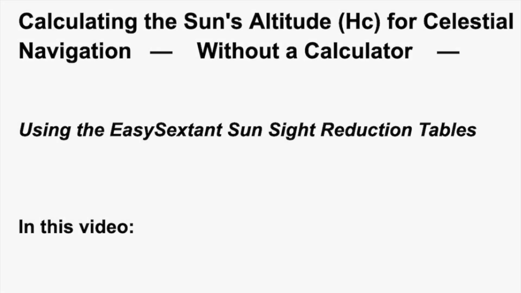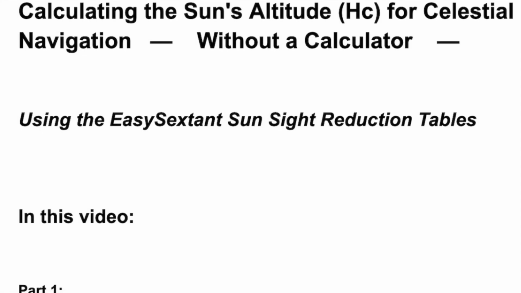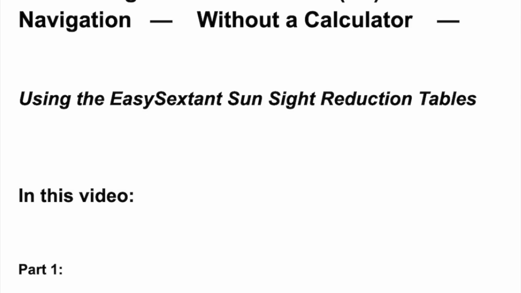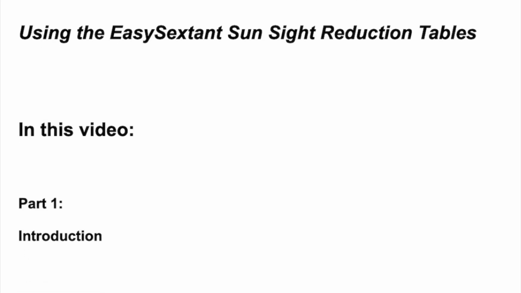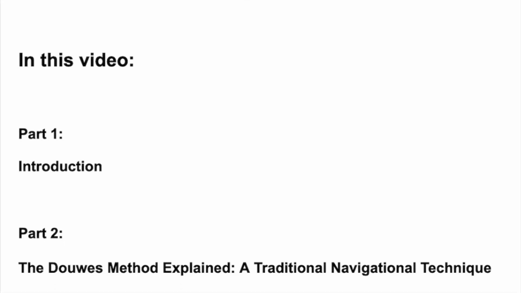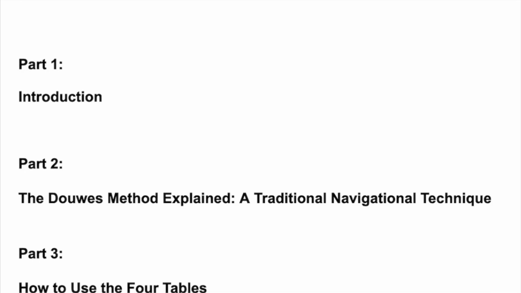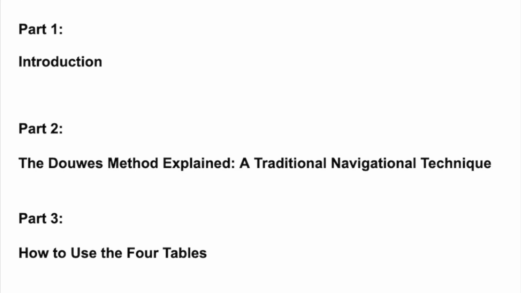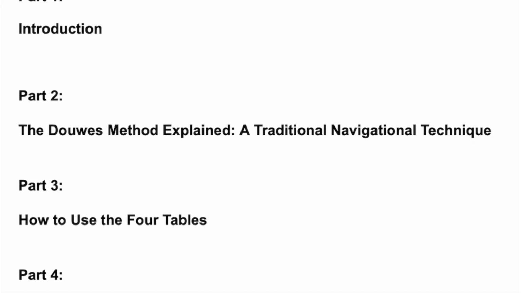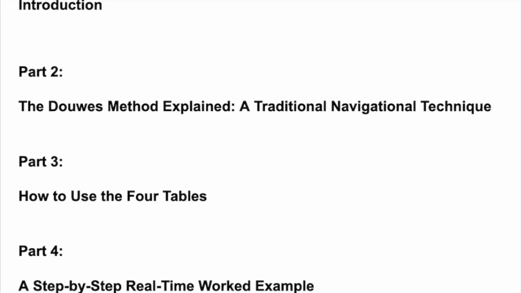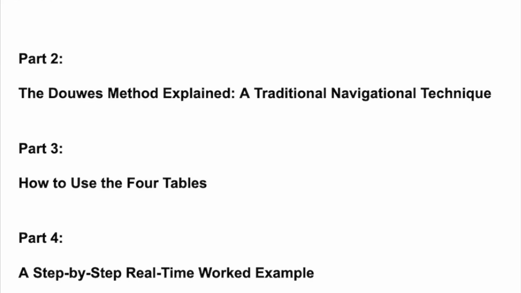Calculating the sun's altitude for celestial navigation without a calculator, using the Easy Sextant sun sight reduction tables. In this video: Part 1, Introduction. Part 2, the Dewes method explained, a traditional navigational method. Part 3, how to use the 4 tables. Part 4, a step-by-step real-time worked example.